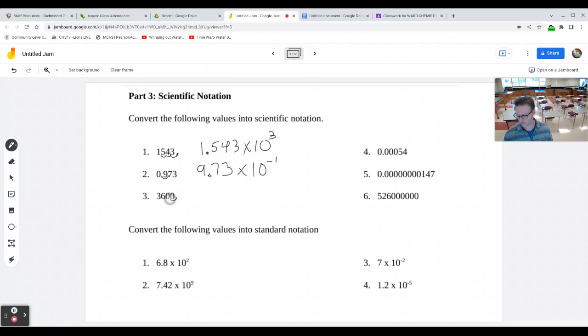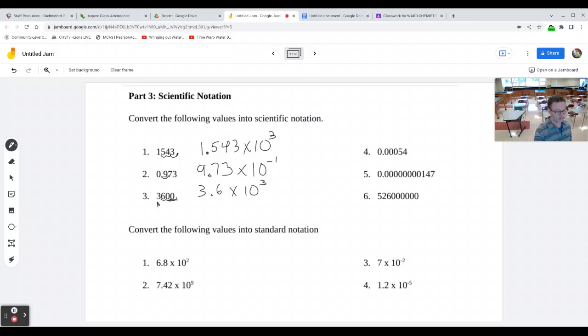Here I have 1, 2, 3 moves to make it 3.6. Because these were not significant zeros, I can ignore them when I write my scientific notation. 10 to the 3rd power because I had to move 3 times, just like I did in the first example, right? Those both had digits in the thousands place, so I'm multiplying by 10 to the 3rd.